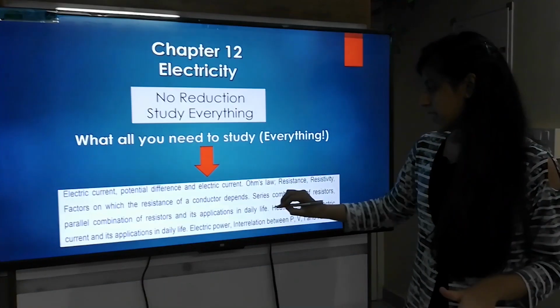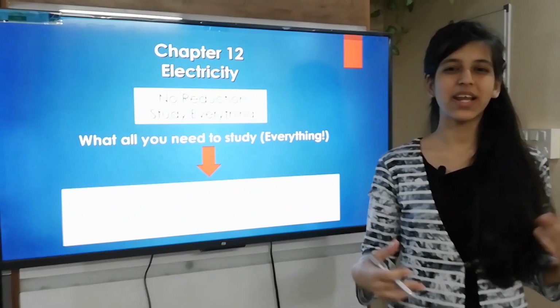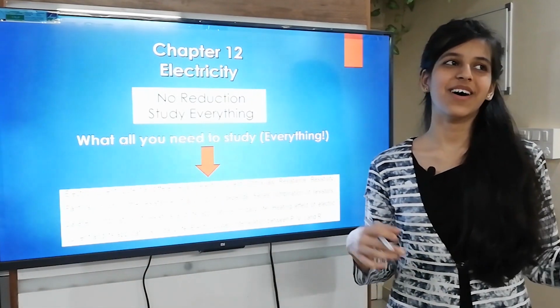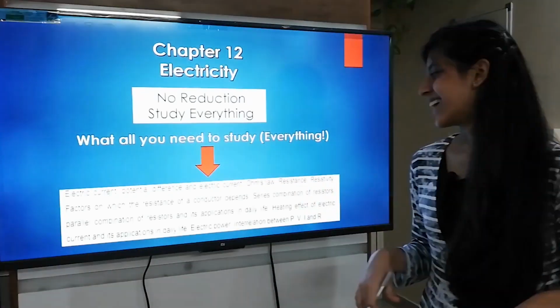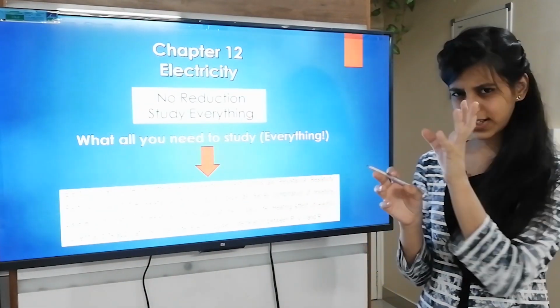Okay. Series combination of resistors, parallel combination of resistors. It usually comes in 1 markers nowadays. Nowadays, from previous years, it used to come differently. It can come in any way, but I'm just giving you a little overview.